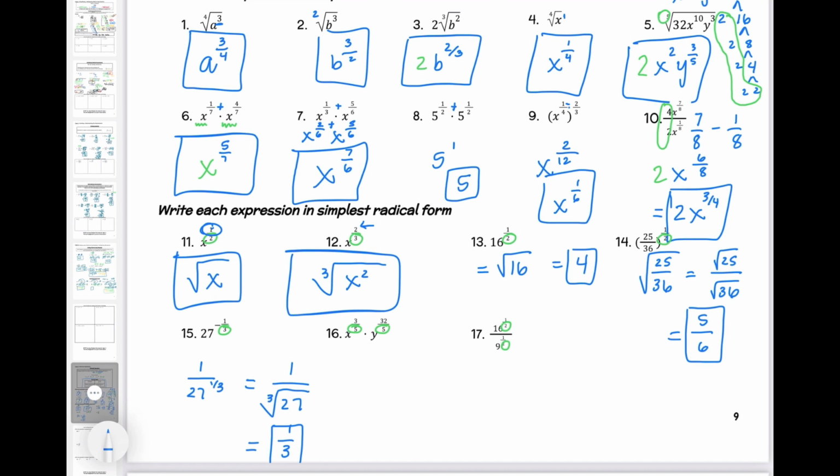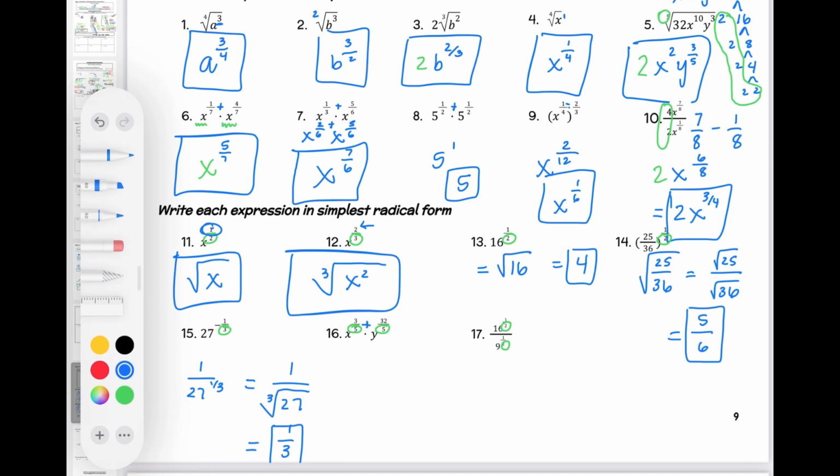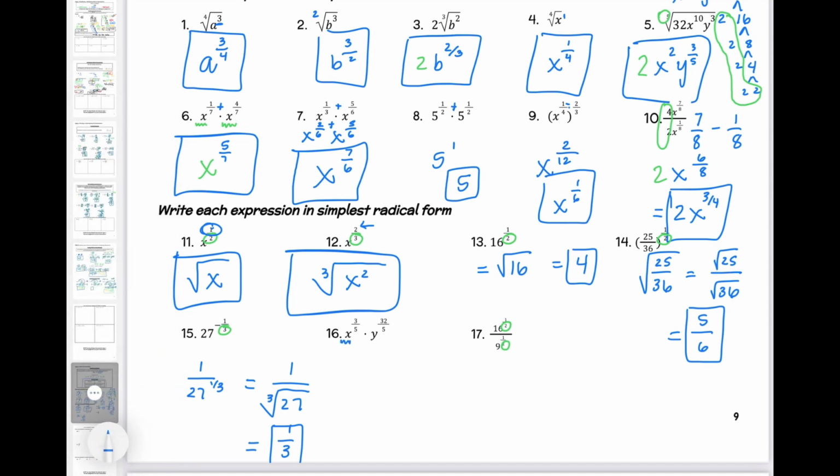All right, and then for number 16, we have exponents again. Let's go ahead and add them before we do anything else. So we're going to have, oh, actually, we have a different base here, so we cannot do anything with them. We're just going to go ahead and write them as radicals. So because we have an x and a y, we can't do anything with the exponents. They both have an index of 5, so we're going to have a fifth root. We're going to have x to the third, because of that 3 on top, times y to the 32, because of that 32.